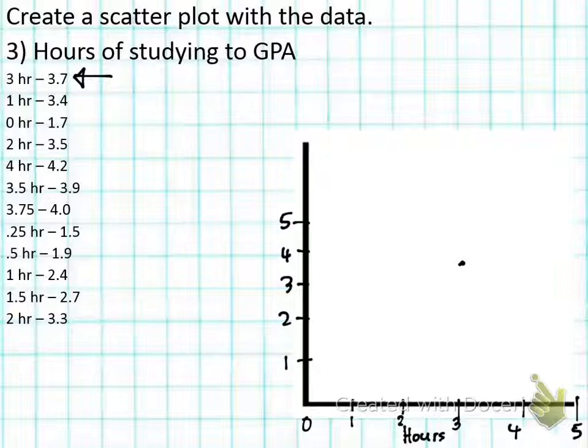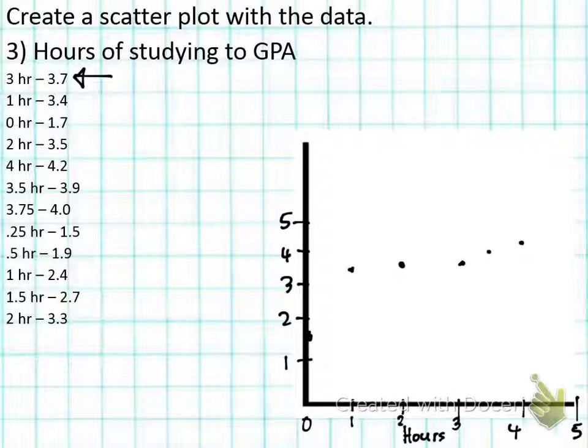So, next one is 1 hour. The next student studies only 1 hour, and they have a 3.4 GPA. That's pretty good. Next student, that person studies nothing, and they have a 1.7. So they have one right down here, real low grade. Next person's 2 hours a day, and they get a 3.5 GPA. Next person is 4 hours a day. They have a 4.2 GPA. Next person is 3.5 hours a day. They have a 3.9.